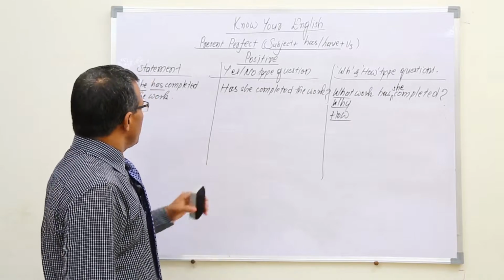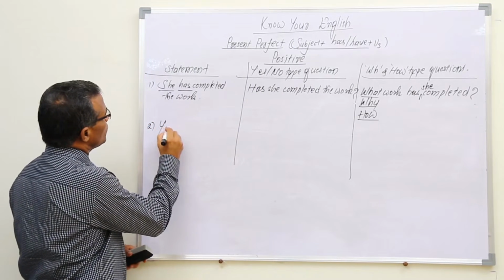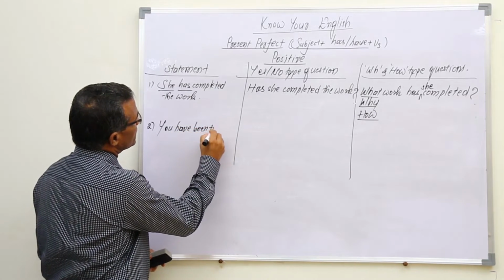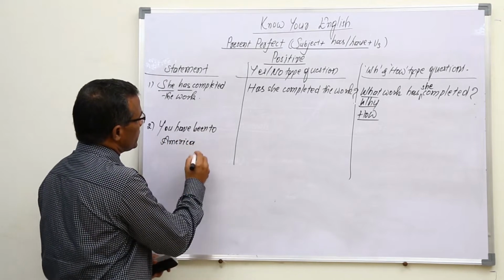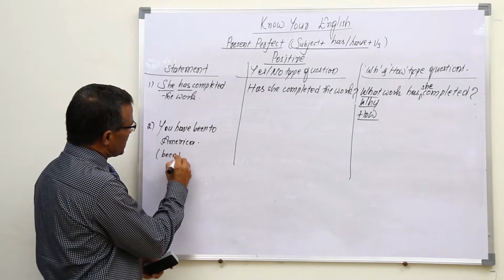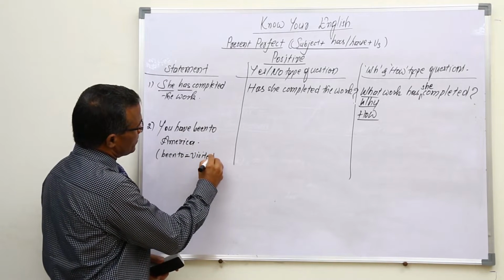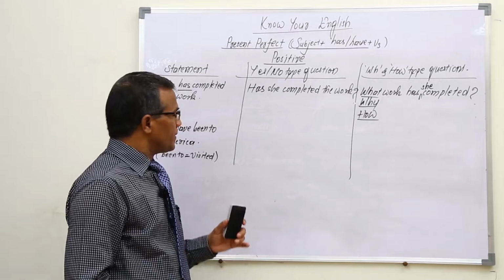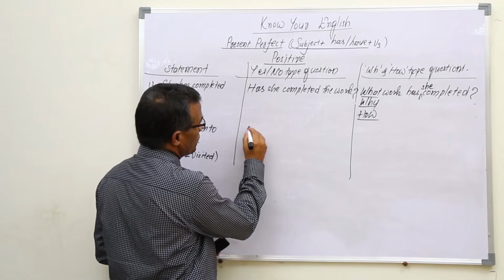Okay, and let us take one more example also. You have been to America. It's a statement. Been to gives the meaning visited. Been to is equal to visited. Okay, you have been to America. It's a statement. And then simply the question is, have you?